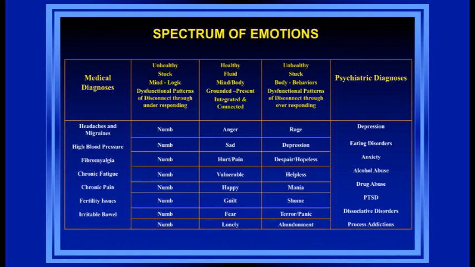So let's look at this. If you are someone that makes mountains out of molehills, you're a drama queen, a drama king, a crisis junkie, if you ramp things up and you overreact to a situation and you grow them up, we're going to call too much anger what? Rage. Too much sadness is depression. Too much hurt and pain is despair and hopelessness. Too much vulnerability is helplessness. Too much happy is mania. Too much guilt is shame. Too much fear is terror. Too much lonely is abandonment. So you can see that these are the healthy feelings, and these are these feelings grown up, too big.